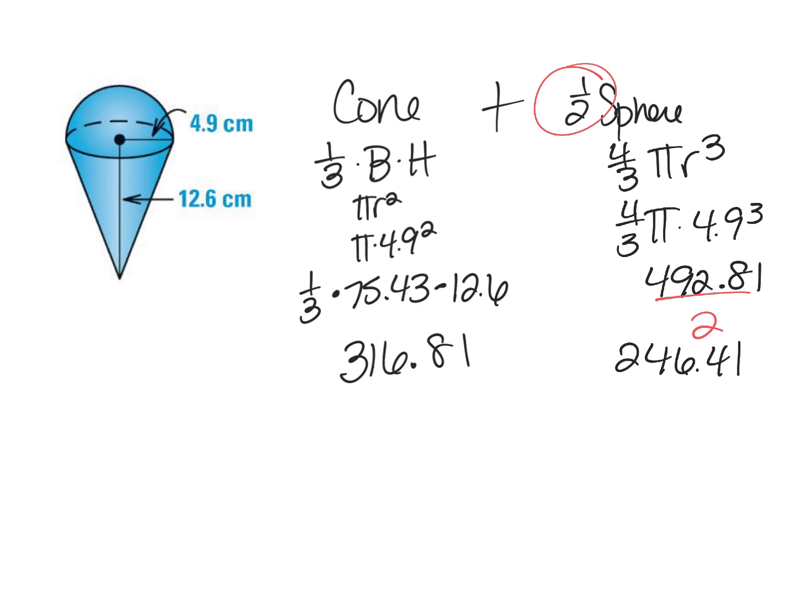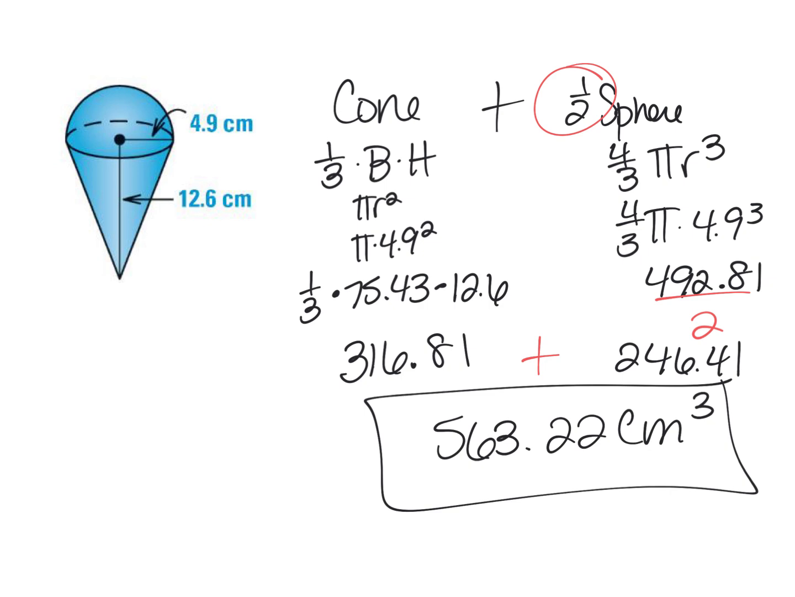All right, what am I going to do with those 2 numbers? Well, we already talked about this. I'm going to add them. So 316.81 plus 246.41. So add them, and you end up getting 563.22 centimeters cubed. So fun.